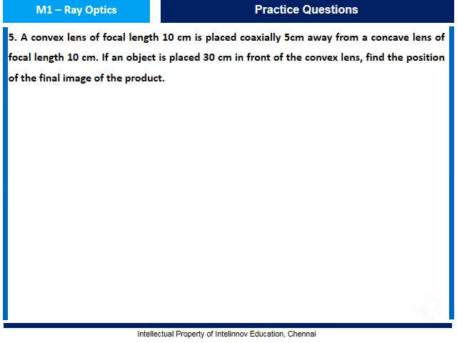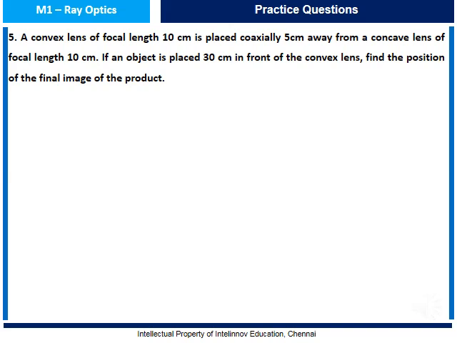Question number 5. A convex lens of focal length 10 centimeter is placed coaxially 5 centimeter away from a concave lens of focal length 10 centimeter. If an object is placed 30 centimeter in front of the convex lens, find the position of the final image of the product.